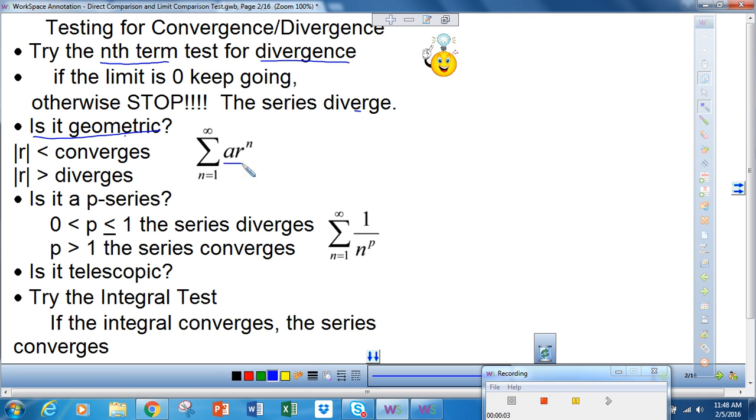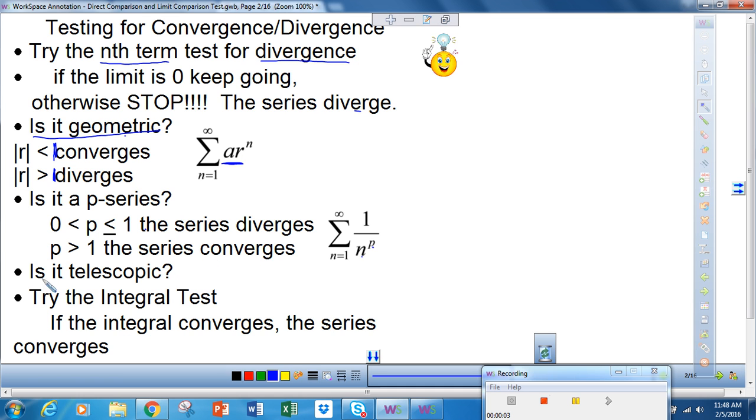And I want to see if it's in this form. What I know is that if the absolute value of r is less than 1, it converges. If the absolute value of r is greater than 1, it diverges. If it's not geometric, let's look to see if it is a p-series. Now remember, with the p-series, we have the variable n raised to a power. A p-series will diverge if p is between 0 and 1, and converge if p is greater than 1.